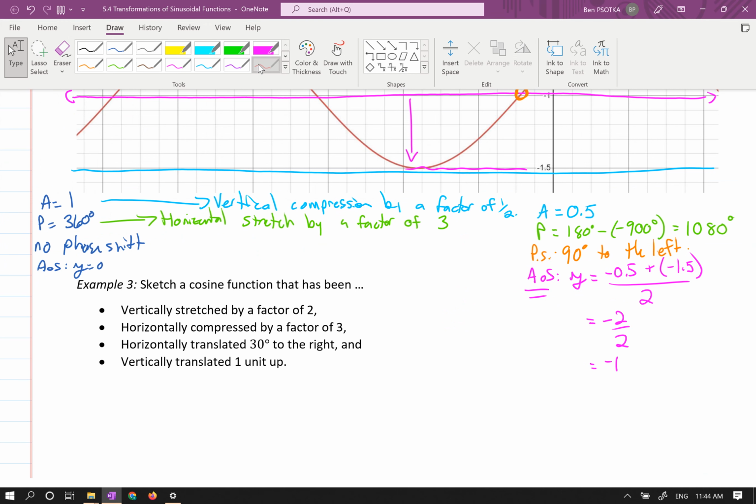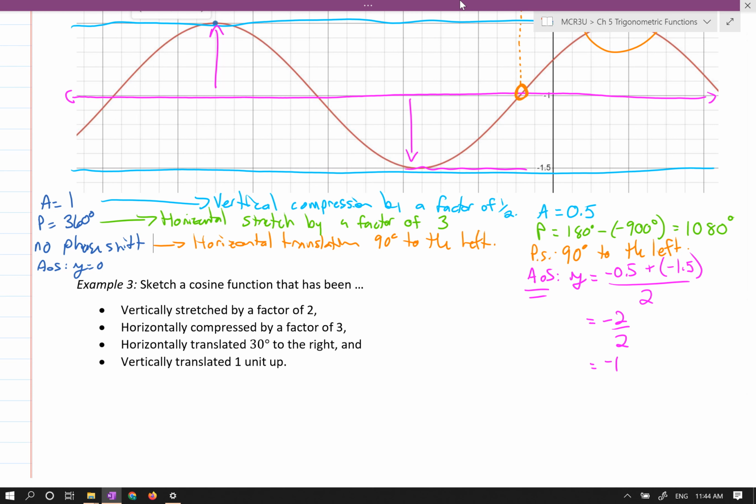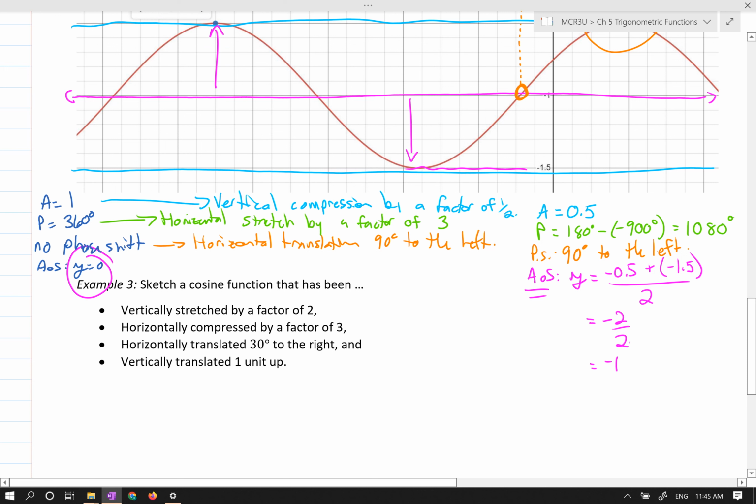And then, again, this is the simplest one. We have a horizontal translation because that's the same as a phase shift. Translation, 90 degrees to the left. And our axis of symmetry. Our axis of symmetry was 0 for our base function, and now it becomes -1. So it's been picked up and translated. How many units has it been translated? It's been vertically translated. Translation, 1 unit down.